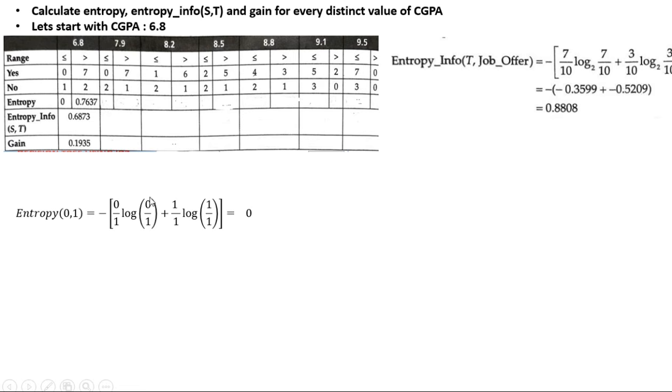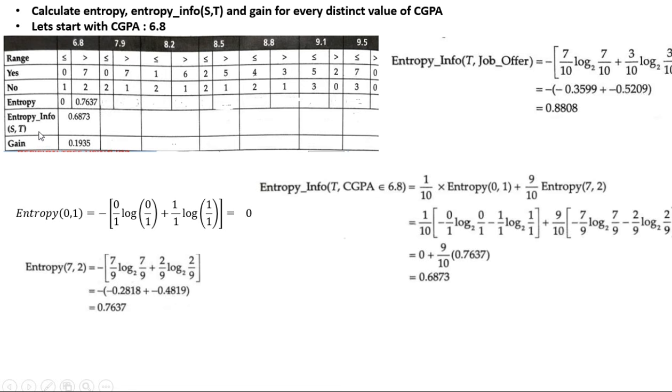Here, log to the base 2: 0 by 1 plus 1 by 1 log 1 by 1 to the base 2. So you're getting entropy information as 0. Now find entropy information for 7, 2. That is minus of 7 by 9 log 7 by 9 to the base 2 plus 2 by 9 log 2 by 9 to the base 2. So I'm getting entropy information as 0.7367. Fill it up in this table.